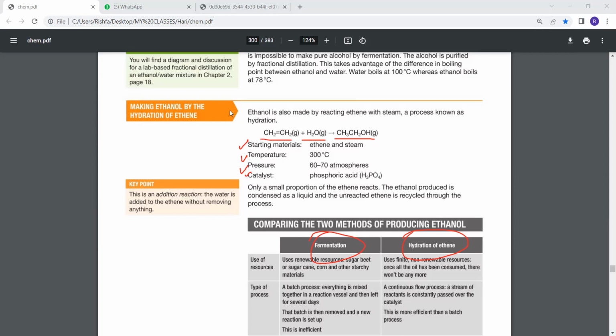And what's the product? The product's name? It's an alcohol with two carbons. So how does it go? Ethanol. So what type of reaction is this? Addition. Hydration. Again it's an addition reaction because water is added. Hydration means addition of water, right? So again an addition reaction.